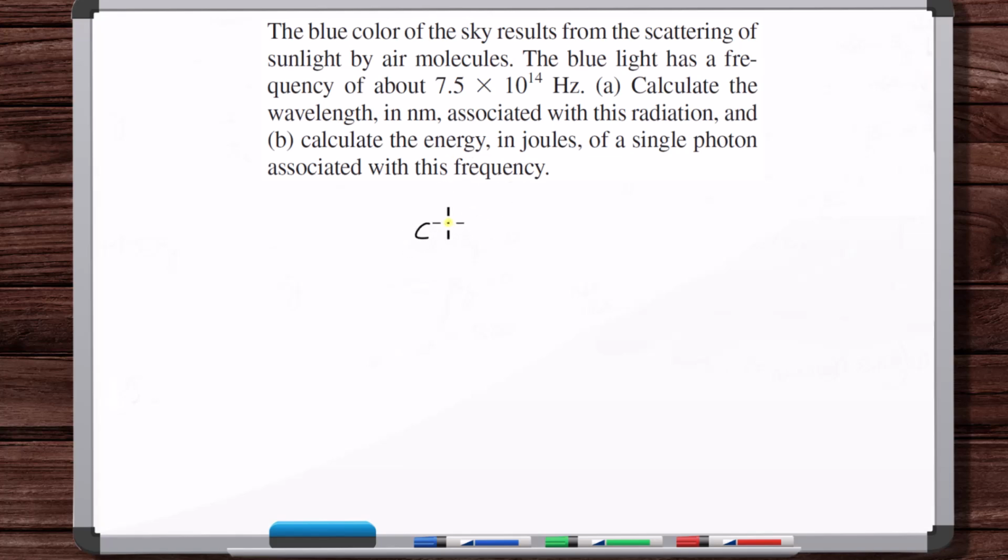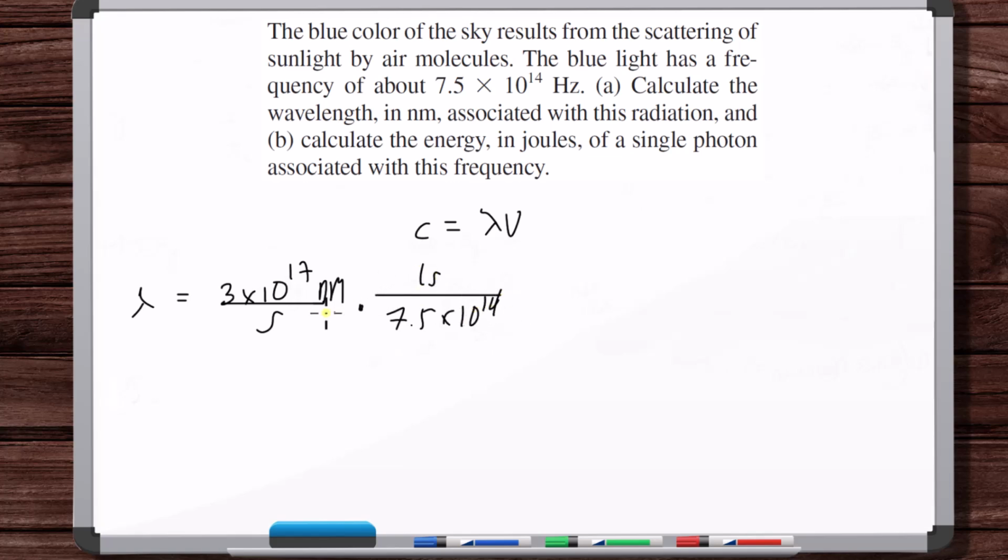Okay, so the wavelength: we have c is equal to wavelength times frequency. So the wavelength is the speed of light divided by the frequency. But they want it in nanometers, so the speed of light was 3 times 10 to the 17th nanometers per second, times 1 over 7.5 times 10 to the 14th cycles per second. So there you go, that will be in nanometers.